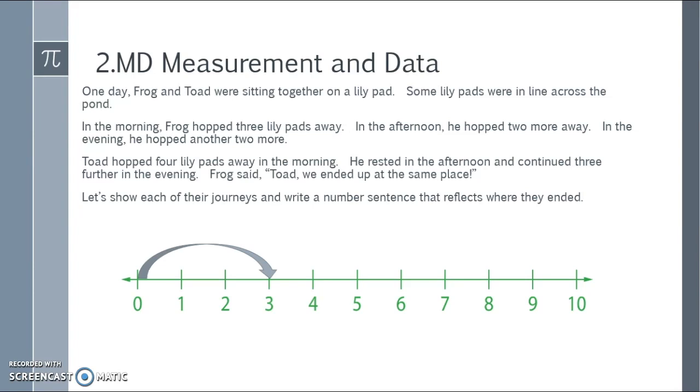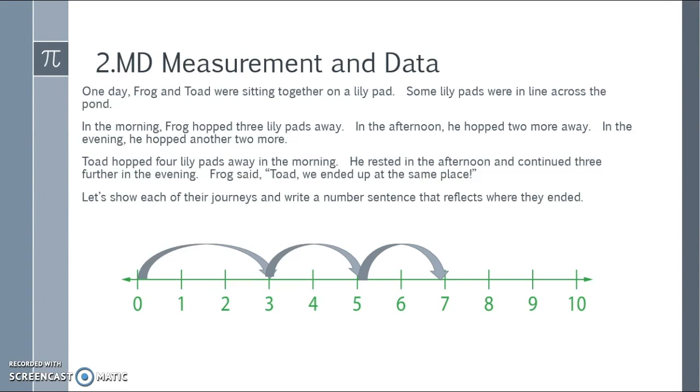So on the first morning, Frog hopped 3 lily pads. So let's assume he started at 0 and hopped 3. Then in the afternoon, he hopped 2 more. So now he's at the 5th lily pad. In the evening, he hopped another 2 more. So now he is at the 7th lily pad.